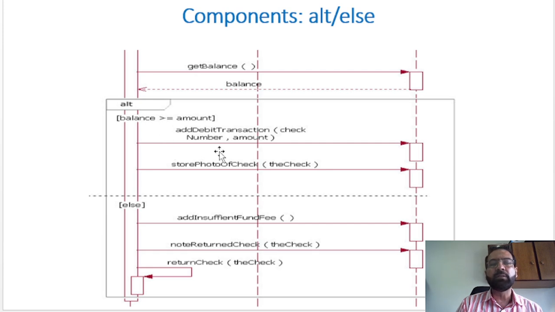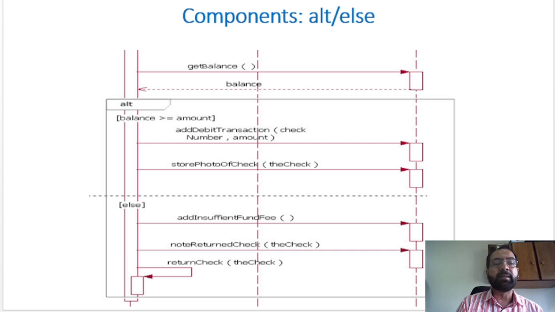If the balance is greater or equal to the amount, add debit transaction, check number comma account, store photo of a check if there is a check deposit which is being accepted by the ATM, or if the transaction is electronic without showing a check, even then that condition can be invoked. Similarly, if this is not the case, the else condition, where we have an insufficient fund or a fee, we have to refund the check, or in case of a transaction we have to decline the transaction, so that transaction cannot proceed.